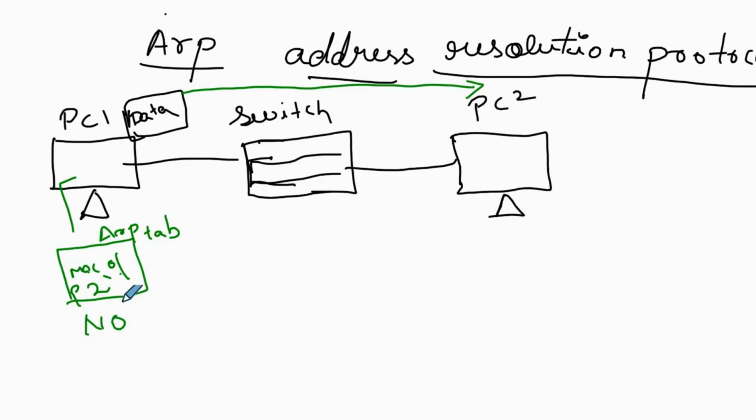Okay, suppose PC1 couldn't find the MAC address of PC2, but it has the IP address of PC2. PC1 will generate an ARP request to find the MAC address of PC2. So now it is generating an ARP packet.